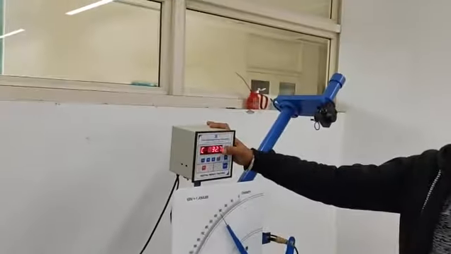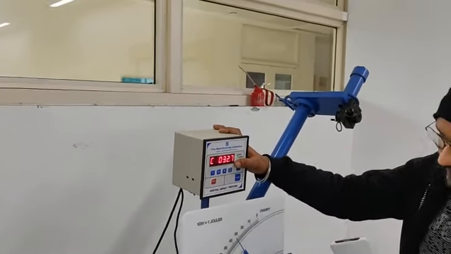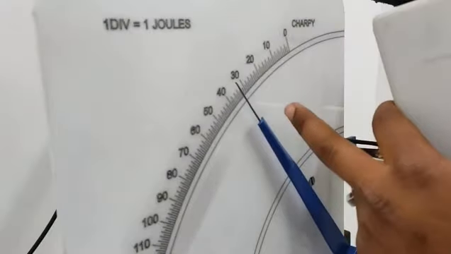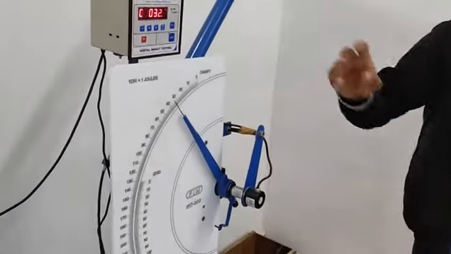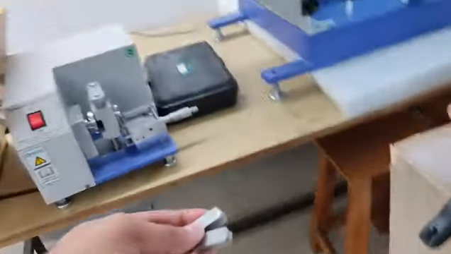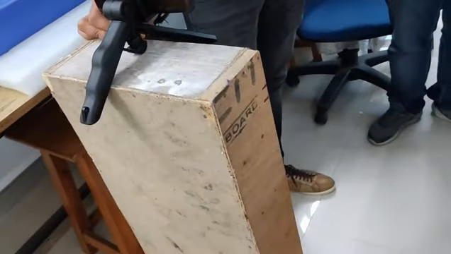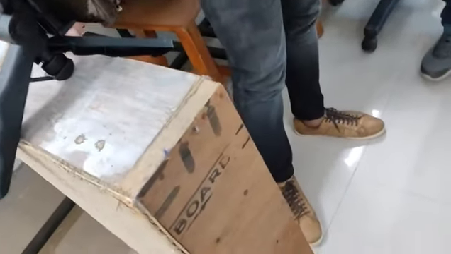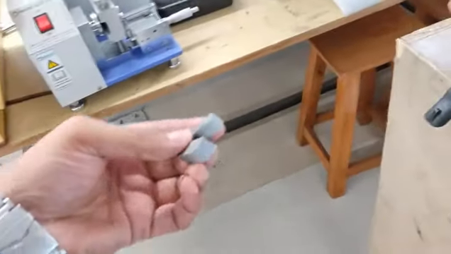So here it's 32.7 joules and approximately here also. Any question? Yes, sir. You could. So you have any doubt? Sir, I have one doubt, sir. Yeah.